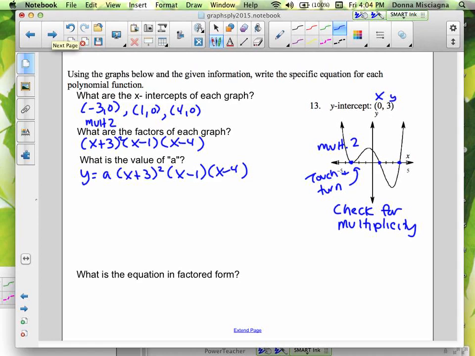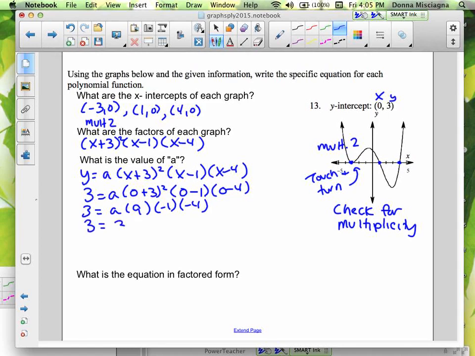That's a good point. All right, so here we have 3 equals a times 0 plus 3 squared times 0 minus 1 times 0 minus 4. All right, so that's 3 equals a times 9 times negative 1 times negative 4. All right, so 9 times negative 1 is negative 9 times negative 4 is positive 36. So 3 equals 36a. Divide both sides by 36.